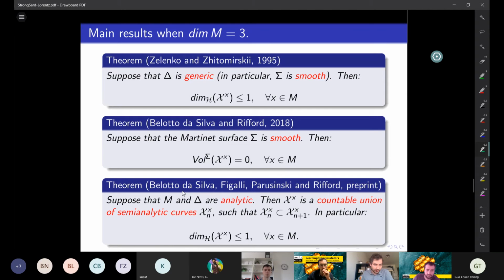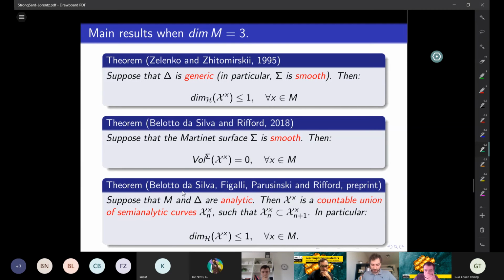Then in our work with Rifford, we showed that just with the hypothesis that the Martinet surface is smooth, we can show just the Sard conjecture, not the strong version, but the Sard conjecture itself. So here, avoiding special points of the Martinet surface, we are able to obtain some result.